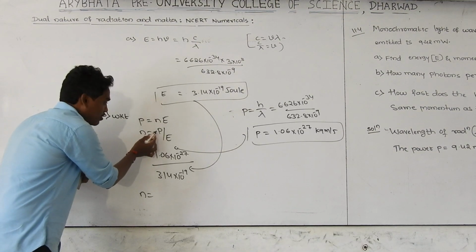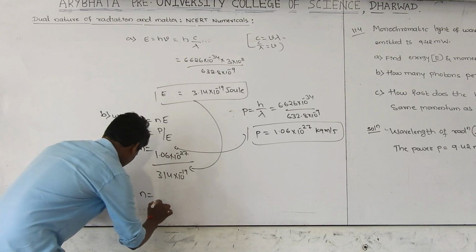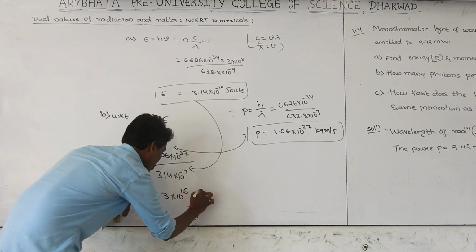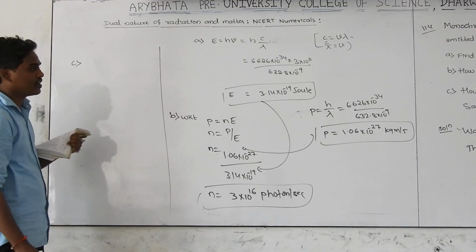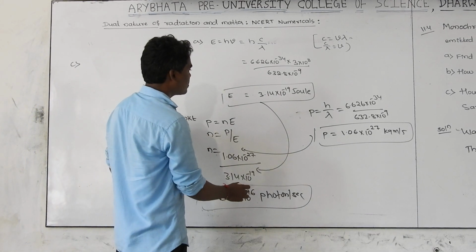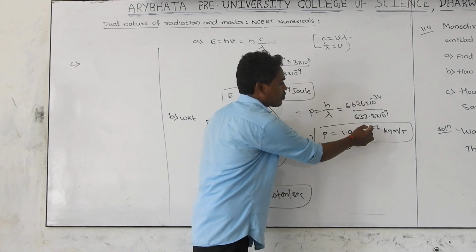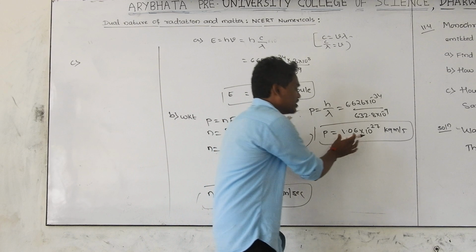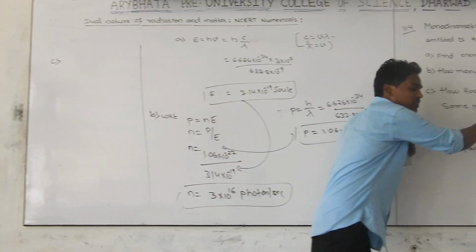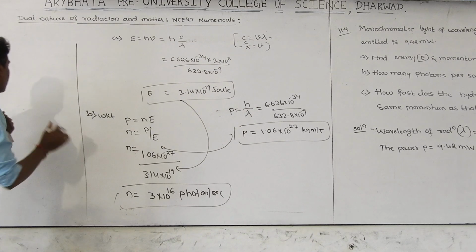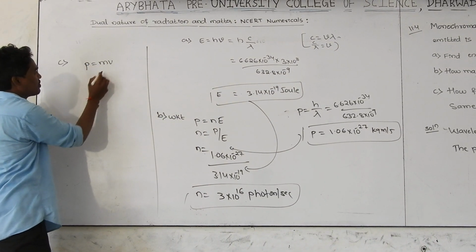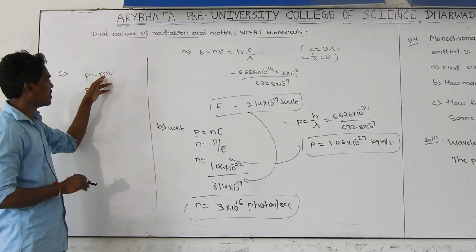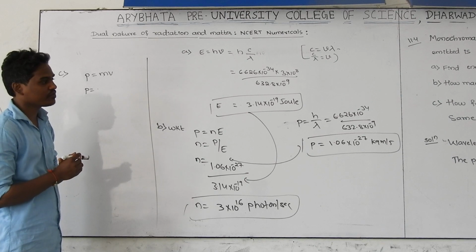Substitute the value of momentum and E. Calculate, the answer you are getting: N is equal to 3 into 10 to the power 60 photons. Here the momentum is calculated, that is 1.06 into 10 to the power minus 27 kg meter per second. In order to have this much momentum, at how much speed it has to move, that is P is equal to M into V. Here this is momentum, mass of electron, and this is velocity of electron.